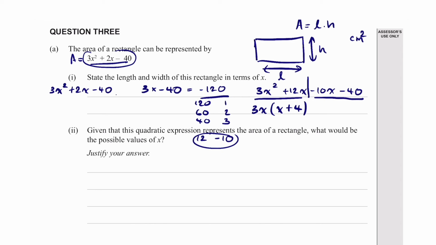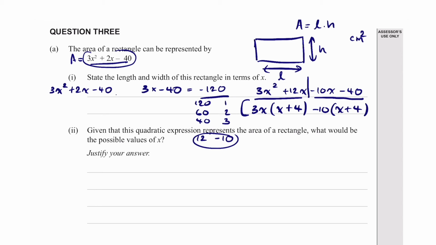For the second half, what's the common term? Well, it looks like the common term is negative 10. So I'm going to take negative 10 out. Negative 10 times x gives me negative 10x. And negative 10 times 4 gives me negative 40. So that's my second bracket.